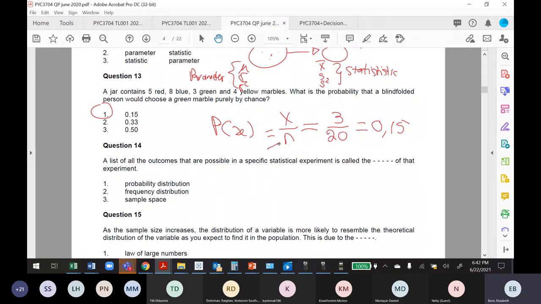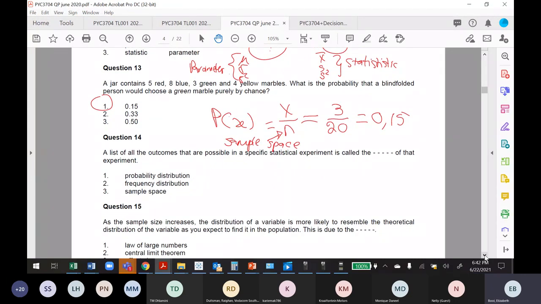So you need to know that the total, which is N, is also called a sample space, because it's all of them. If I have a deck of cards with 13 cards in the box, all 13 form part of a sample space. If I have a die with six sides, all six sides form part of a sample space. Question 14, you should be able to answer because I just gave you the answer. It asks, a list of all outcomes that are possible in a statistical experiment is called a sample space.